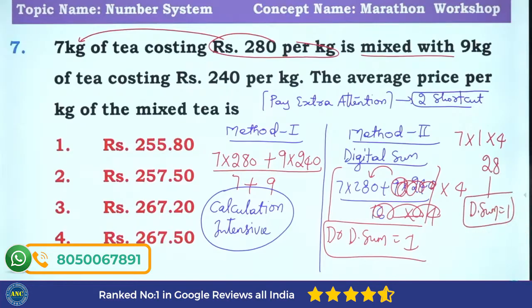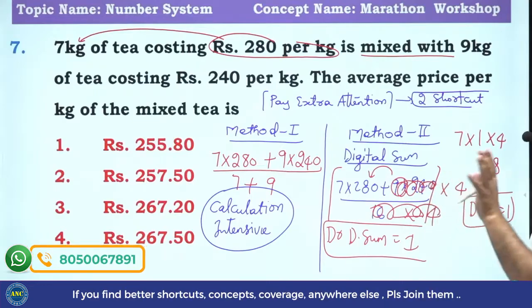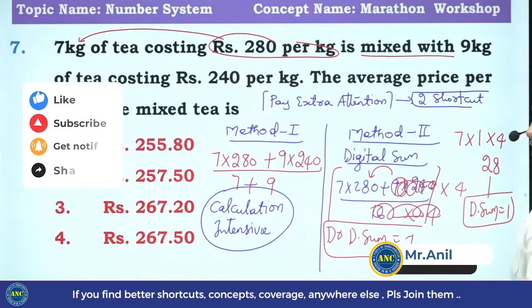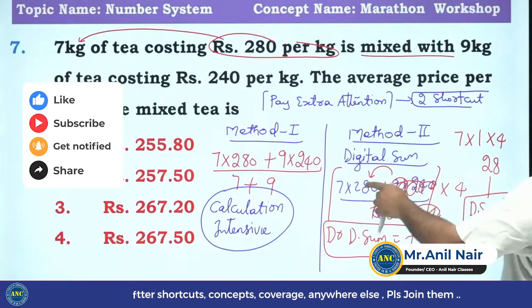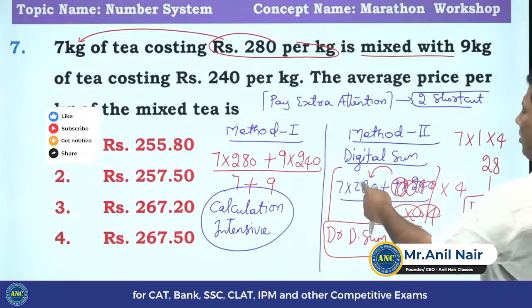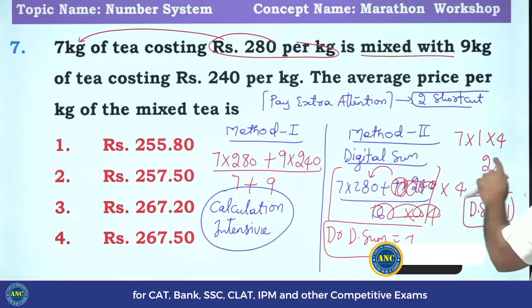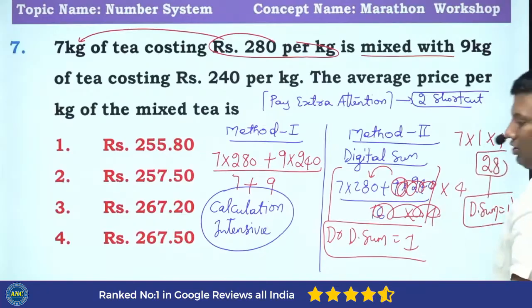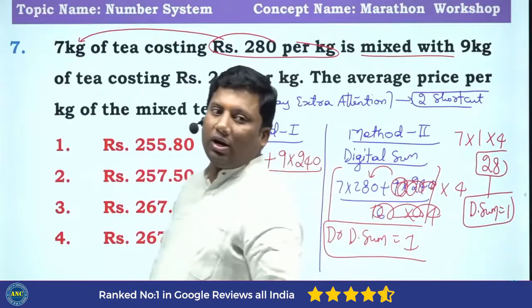28, digital sum is 1. Again, I am repeating: 9 into any number, don't waste your time. 9 into any number, 9 plus 280, digital sum is 1. 7 4s are 28. 28, digital sum is 1.